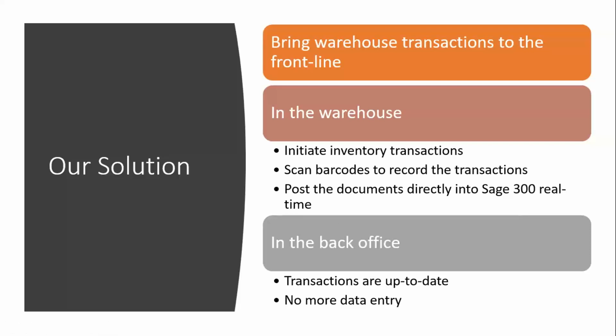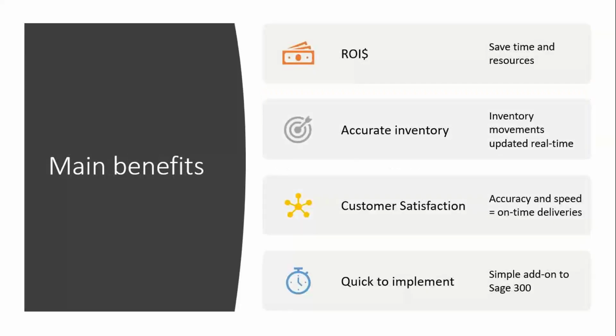It needs to be real time. It needs to be easy to use for the warehouse. In terms of main benefit, of course, there's always the ROI. You're saving time, you're saving resources. Since ideally they are scanning the barcodes, whether it's the barcode for the document number like a PO or SO, or if they're scanning the item barcodes, the labels, to identify the items being transacted, that's accurate inventory for you.